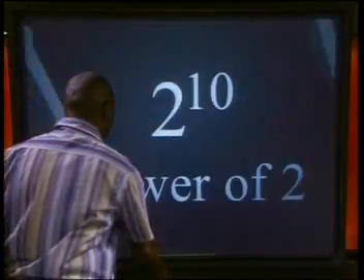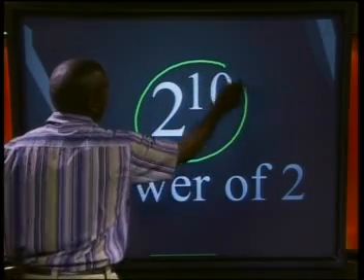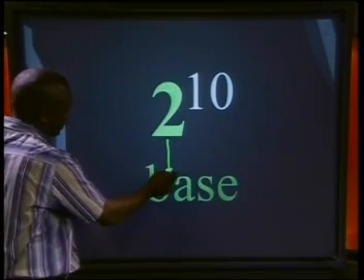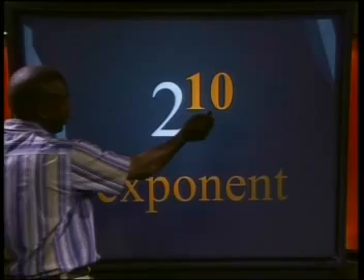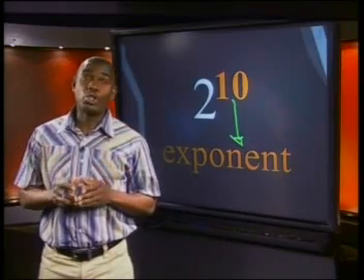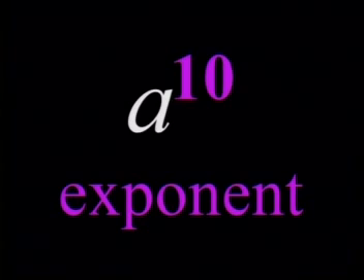First, let's check if you remember some terminology. This is called the power of 2. That is the base. And the 10 is called the exponent. We use the same terminology when dealing with variables. A to the power 10 is called a power of A. A is the base. And the 10 is called the exponent.